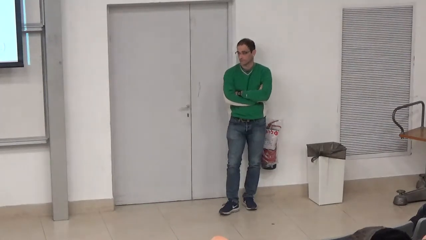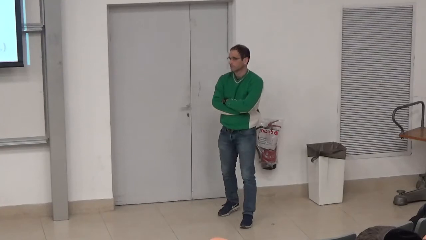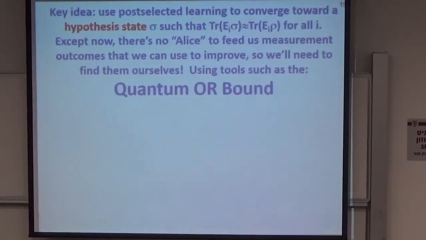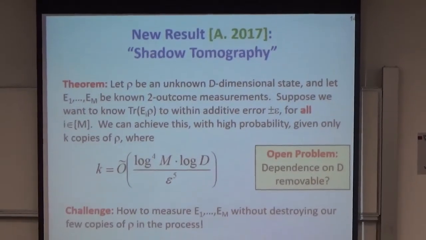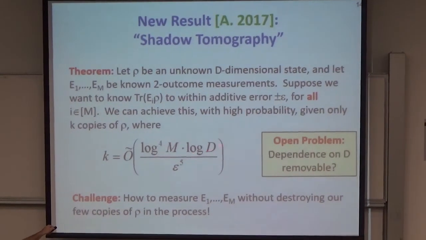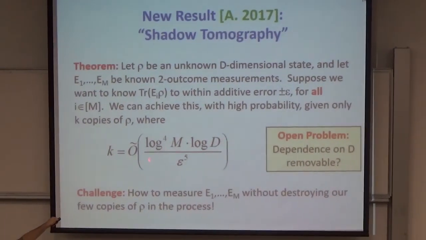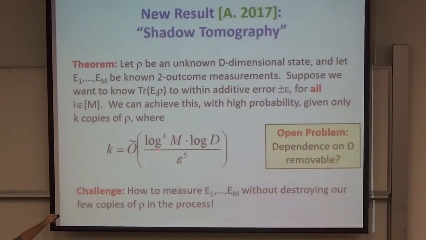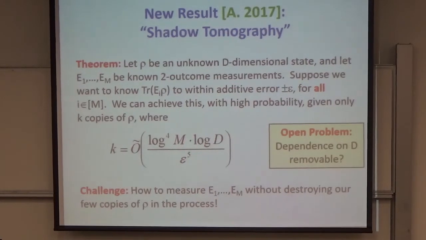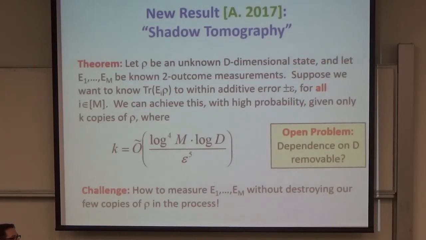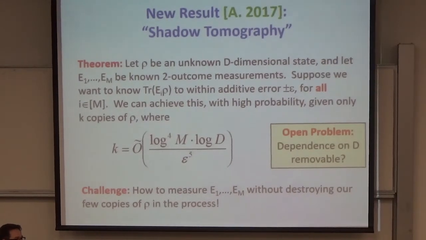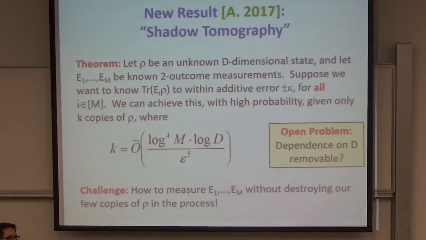Because my theorem shows that it's possible to learn the behavior of a quantum state with only this number of measurements. And if m is like d squared, then this is still polylogarithmic in d. And then that's saying we could do quantum state tomography with only polylog of d measurements, which we know is impossible. So how do we resolve that paradox?